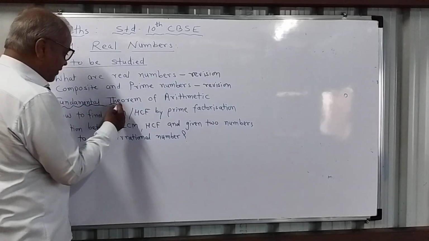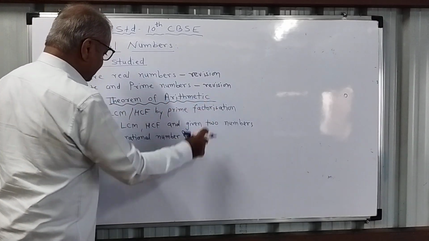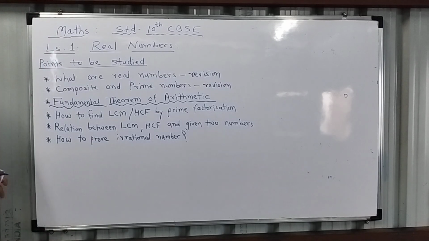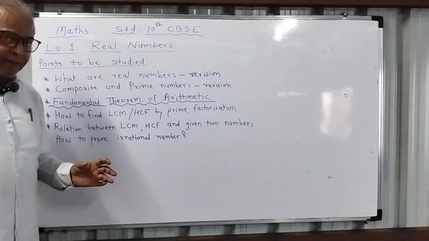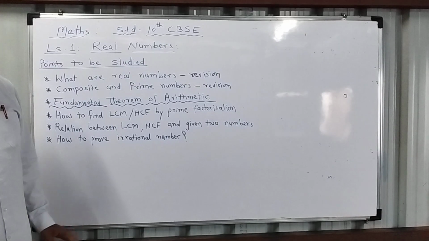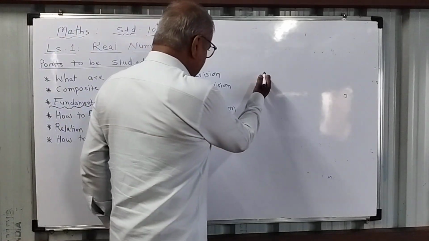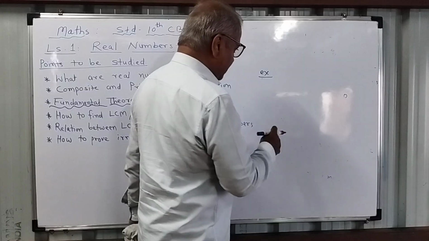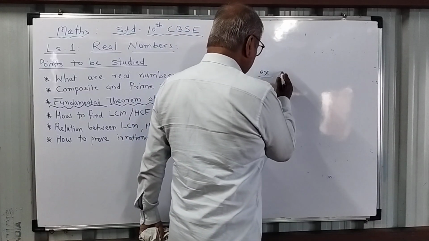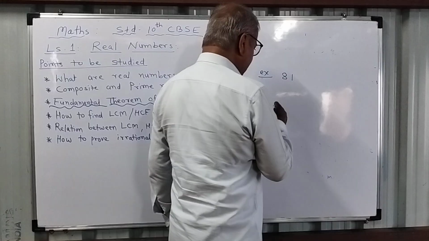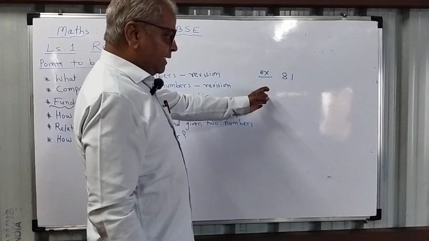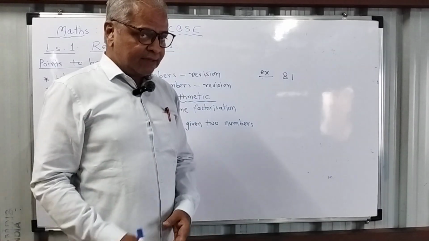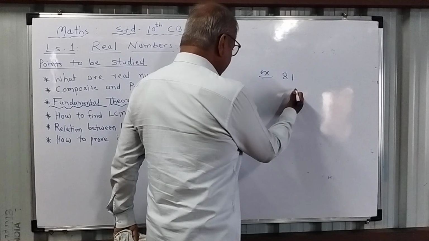This is the first point which we have to study in 10th standard. So what is the fundamental theorem of arithmetic? The fundamental theorem says that any composite number can be expressed in its primes. For example, let us see any composite number, suppose 81. So 81 can be expressed in prime factors. We can use two methods, either the tree diagram or the ladder method. The ladder method is very convenient.